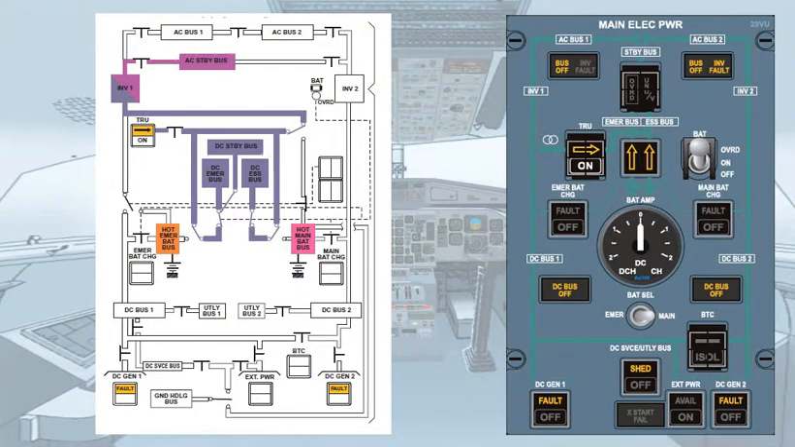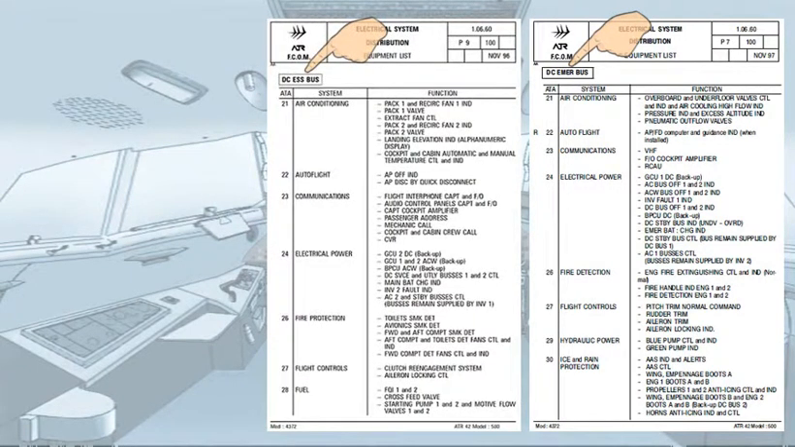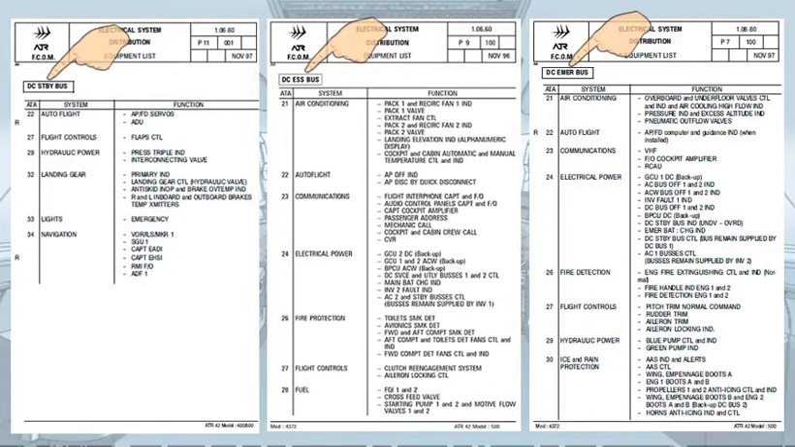For failure of DC Emergency Bus, you may refer to page 7. For failure of DC Essential Bus, you may refer to page 9. For failure of DC Standby Bus, you may refer to page 11. As evident, when any of these buses fail, the pilots will find a number of failures in the cockpit.